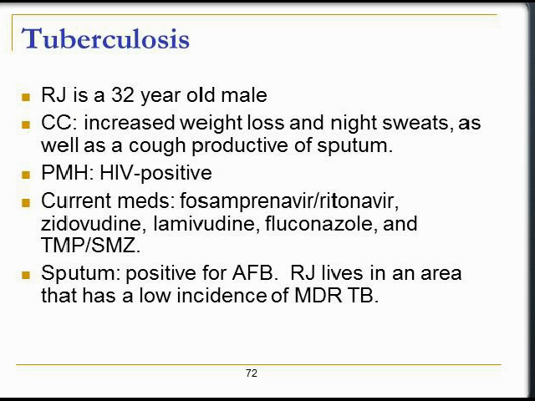All right. Case 11, RJ. RJ is a 32-year-old HIV-positive male who presents to the clinic with increased weight loss and night sweats, as well as a cough productive of sputum. As I mentioned, he's HIV positive. He's currently on fosamprenavir, boosted with ritonavir, zidovudine, lamivudine, fluconazole, and Bactrim. He's positive for AFB, and he lives in an area that has a low incidence of multidrug-resistant TB.